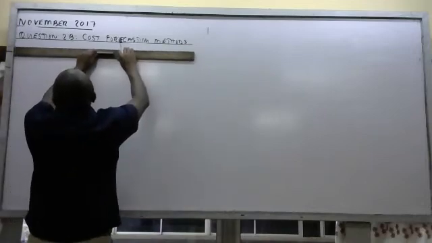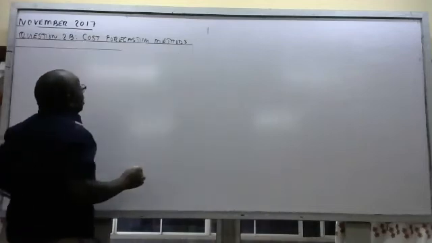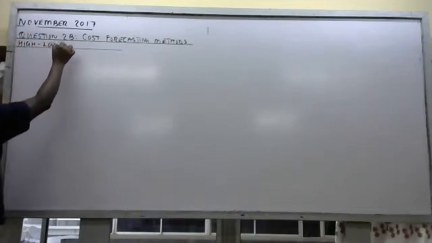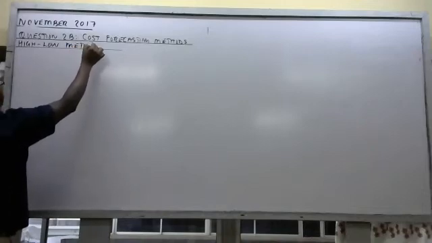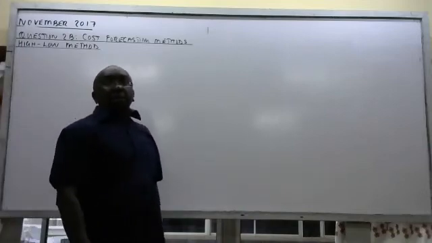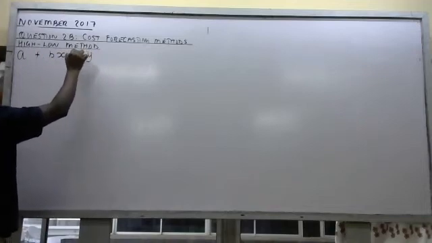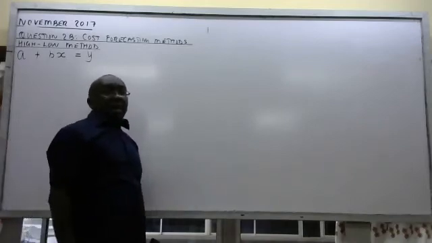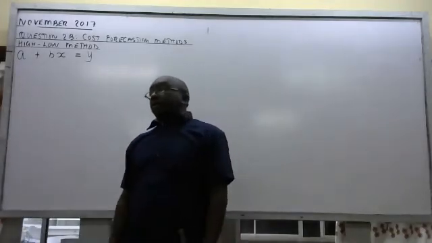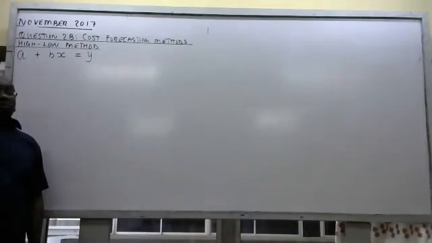And the first one, we are told to use the high-low method. And you recall that when you're using the high-low method, we normally say A plus BX is equal to Y.